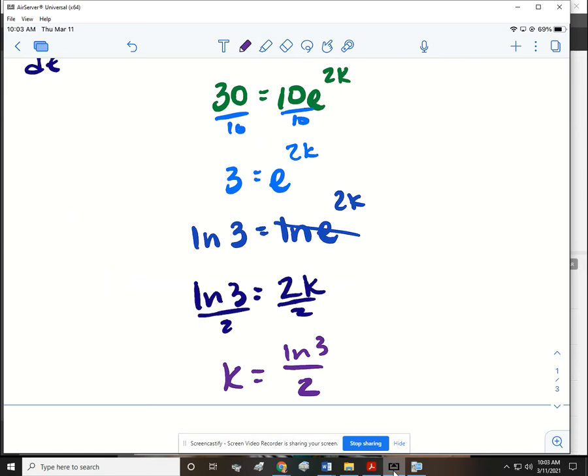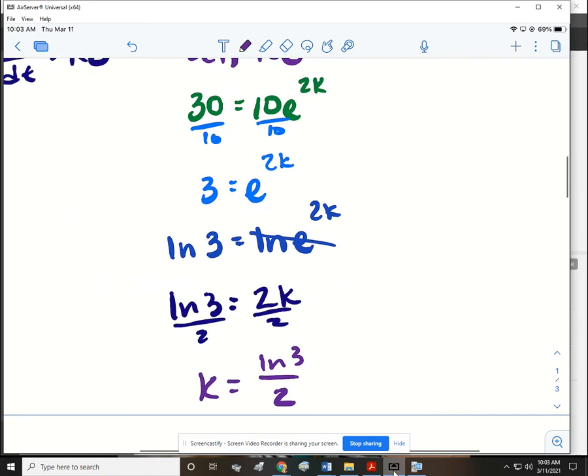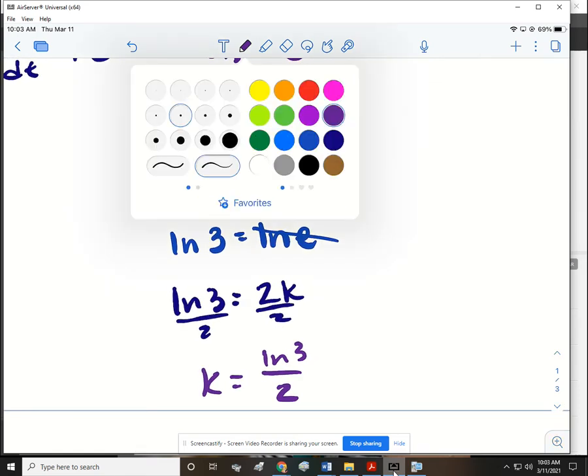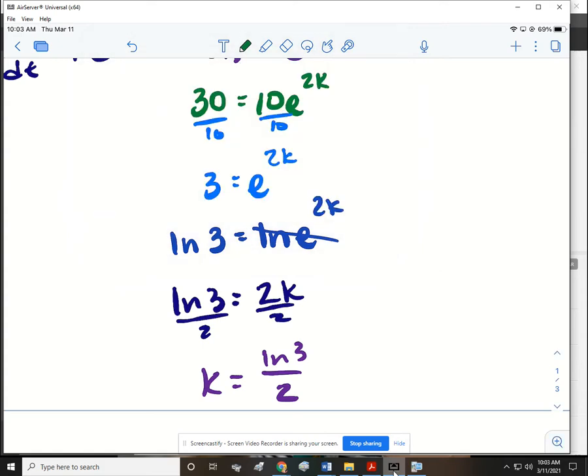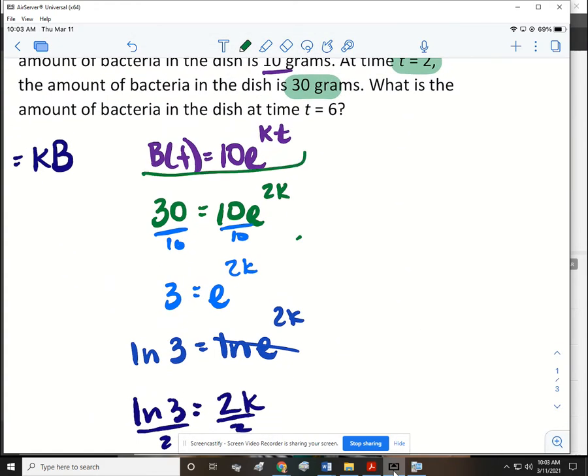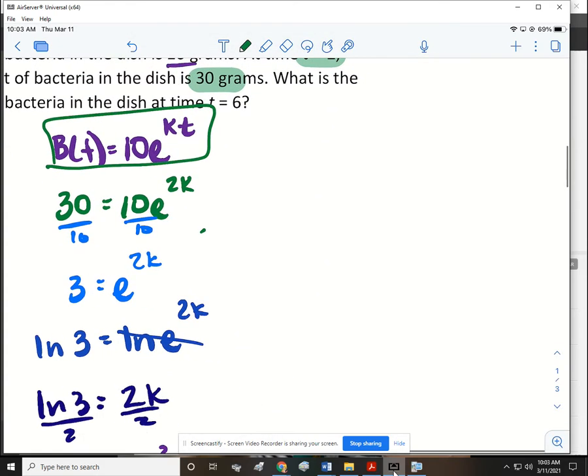And this is a non-calculator question, so we cannot figure out what that is as a decimal, but that's okay. So what I'm going to do is go back to the equation right here, and I'm going to put that in for k.